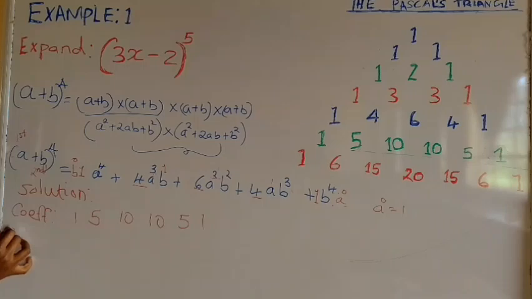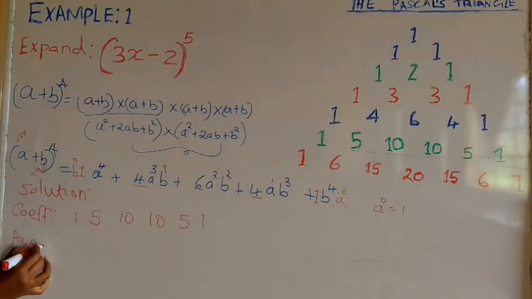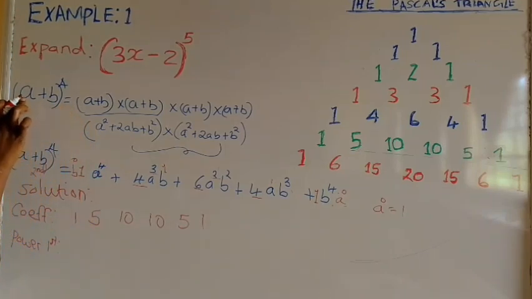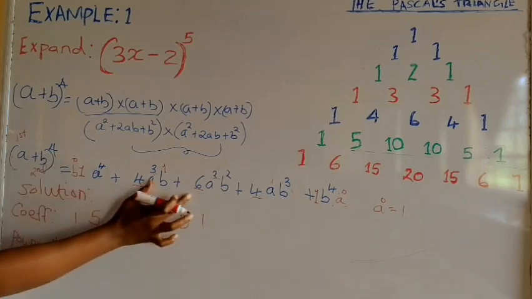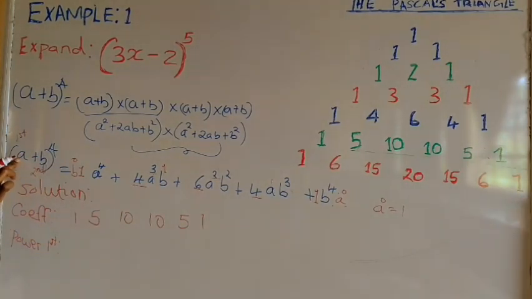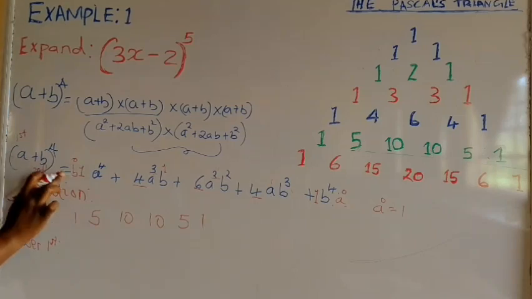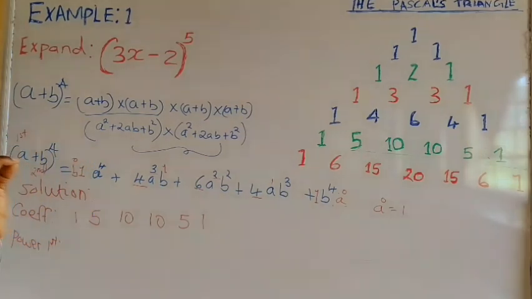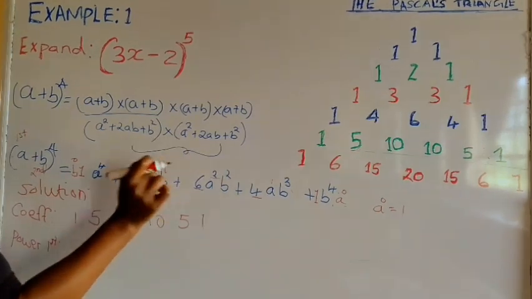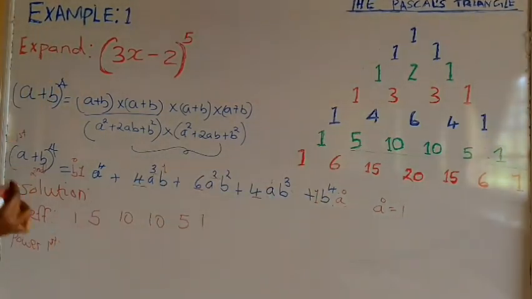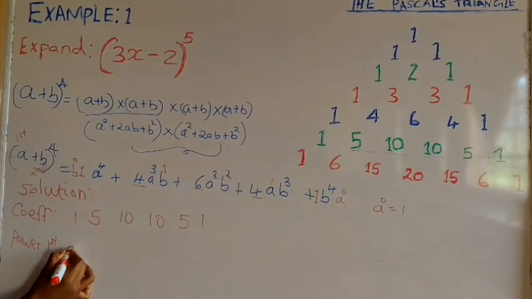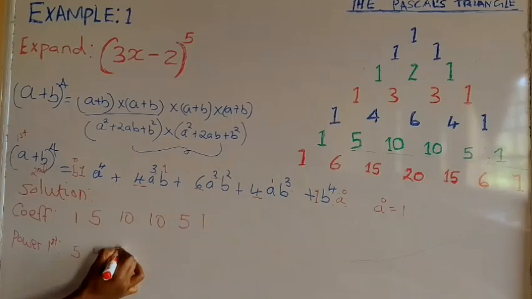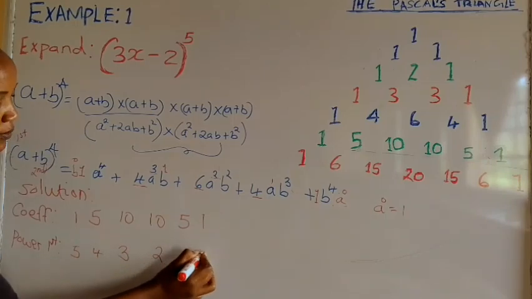The next step is the power of the first term, and the first term is 3x. In correspondence to the example we had earlier, it is A. So what is happening to the power of A? It is decreasing: 4, 3, 2, 1, 0. So for this case, we shall have a decreasing power of 3x, that is from 5 to 4 to 3 to 2 to 1 and 0.